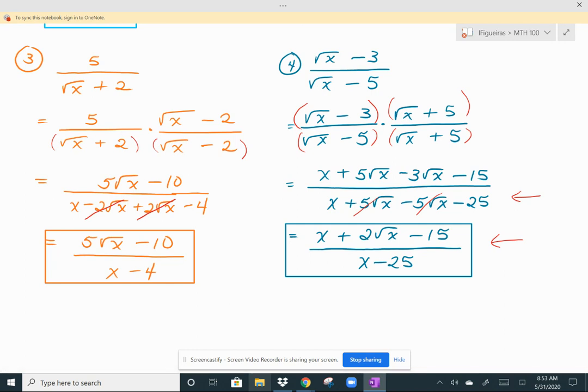And again, you know you're done because the only radical left in the problem is in the numerator and it can't be simplified anymore. There are no like terms that you can still combine, and my denominator does not have a radical. Okay, so that's it for this lesson.